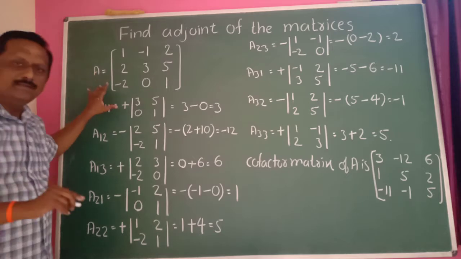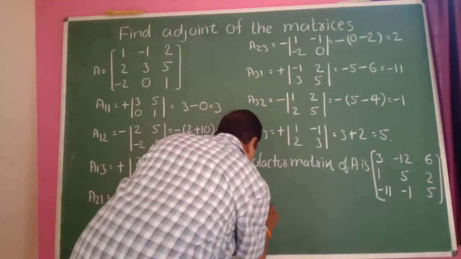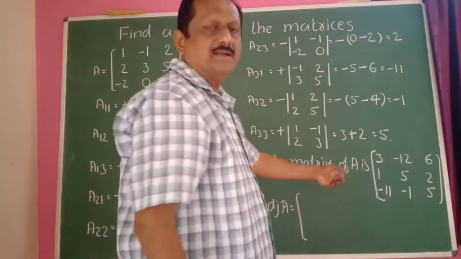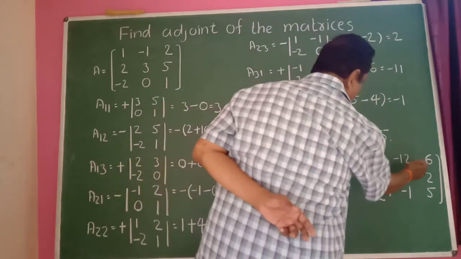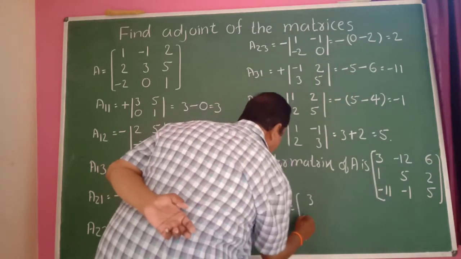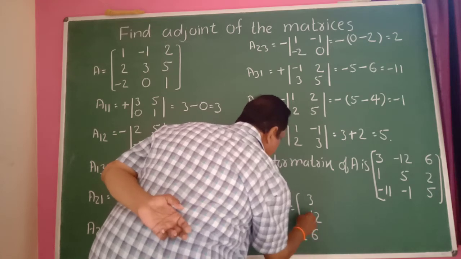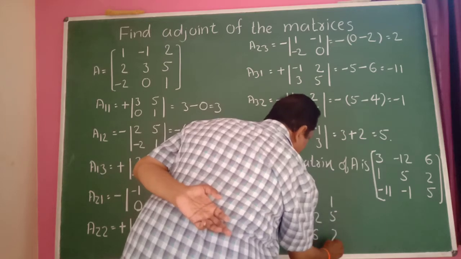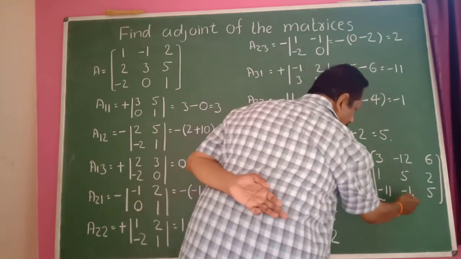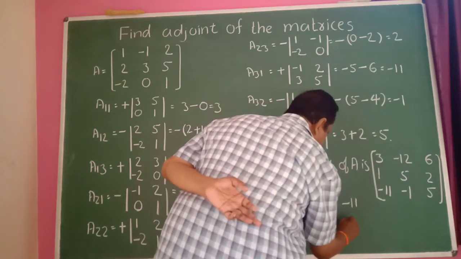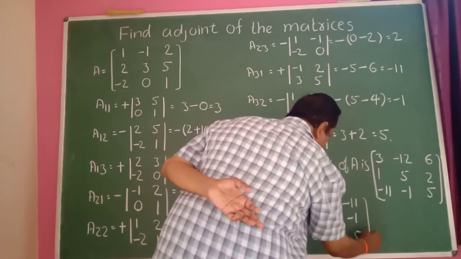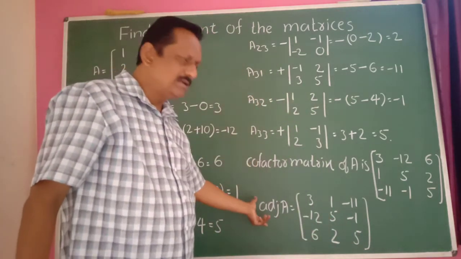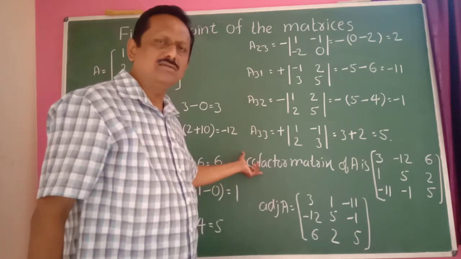Here we want the adjoint of the matrix. Therefore adjoint of the matrix A is the transpose of this matrix here. Transpose means 3, minus 12, 6, write in the column here. 1, 5, 2, write in the column. Minus 11, minus 1, plus 5. So this becomes the adjoint of the matrix. Therefore, instead of writing this one, you can directly write this matrix also. It is not necessary to write this one here.